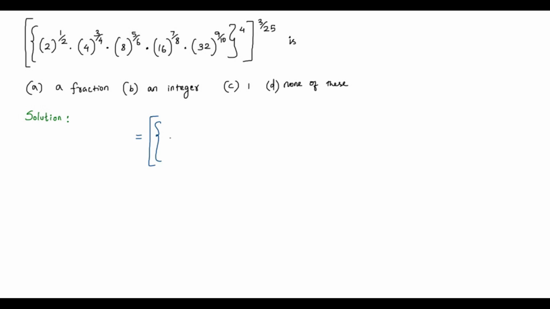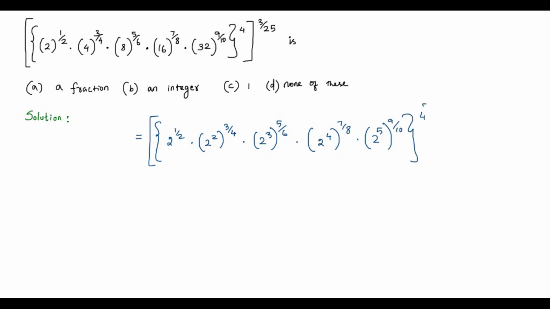So I write the first one as it is, that is 2 to the power of 1 by 2. I write this 4 as 2 to the power of 2 whole to the power of 3 divided by 4, times 8 can be written as 2 to the power of 3 whole to the power of 5 divided by 6, and 16 can be written as 2 to the power of 4 whole to the power of 7 by 8, times 32 can be written as 2 to the power of 5 whole to the power of 9 by 10, whole to the power of 4 again, whole to the power of 3 divided by 25.